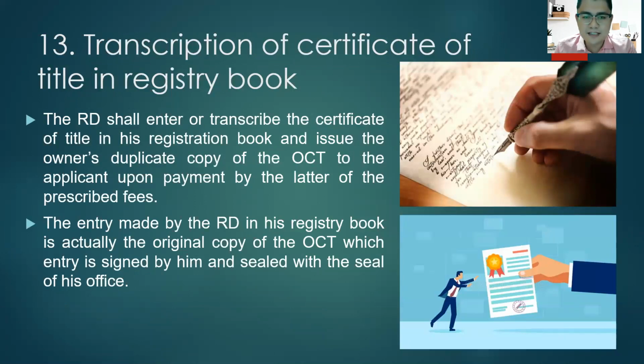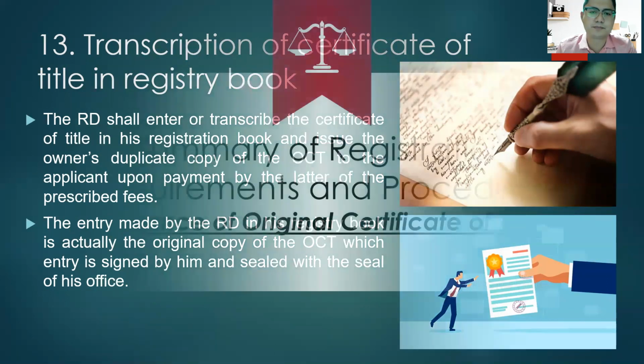Transcription of certificate of title in registry book. The registry of deeds shall enter or transcribe the certificate of title in his registration book and issue the owner's duplicate copy of the OCT to the applicant upon payment by the latter of the prescribed fees. The entry made by the registry of deeds in his entry book is actually the original copy of the OCT, which entry is signed by him, the registry of deeds, and sealed with the seal of his office.